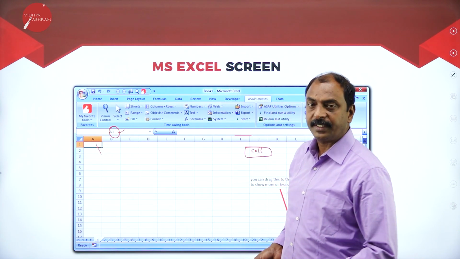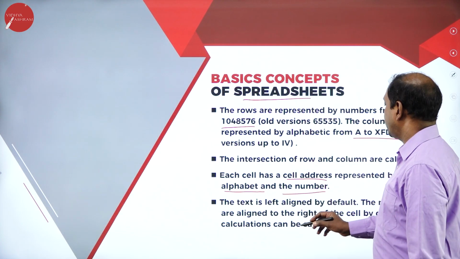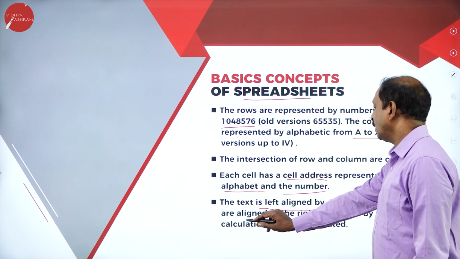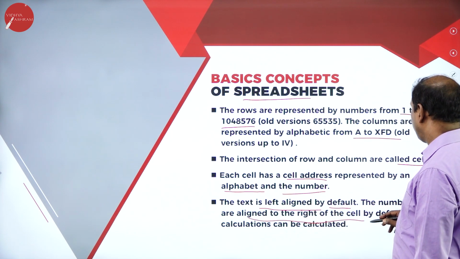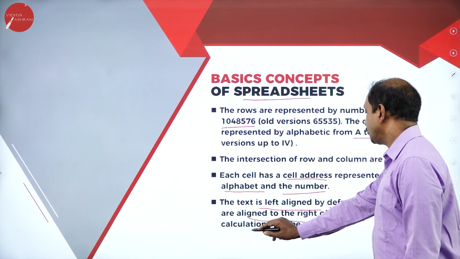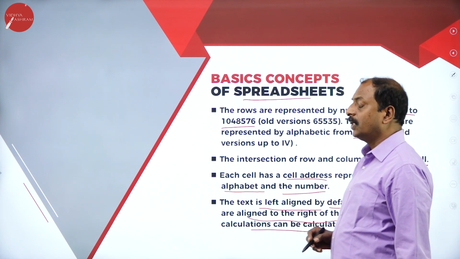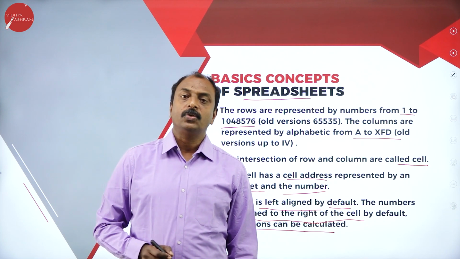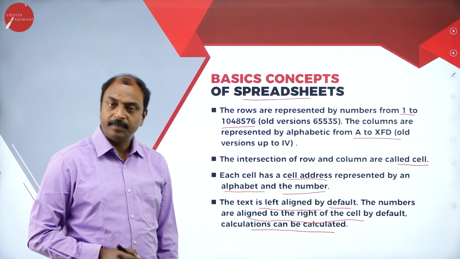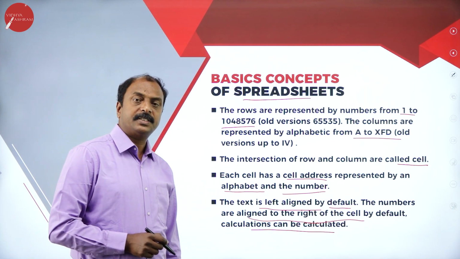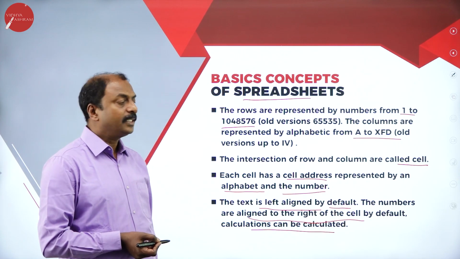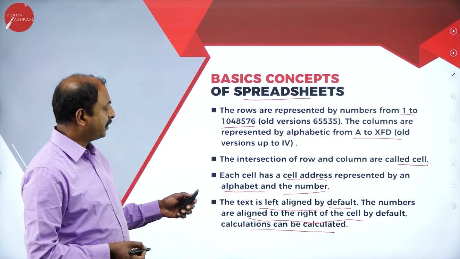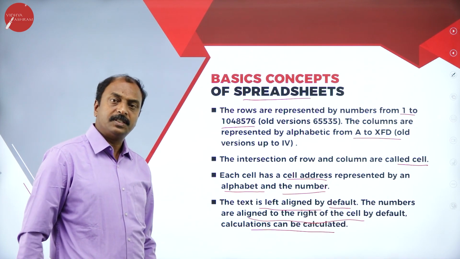Next, text is left aligned by default and numbers are aligned to the right by default. Calculations can also be performed. You know what alignment is: within the cell, a number is right aligned by default, and text is left aligned by default. These are a few pieces of information about the spreadsheet.